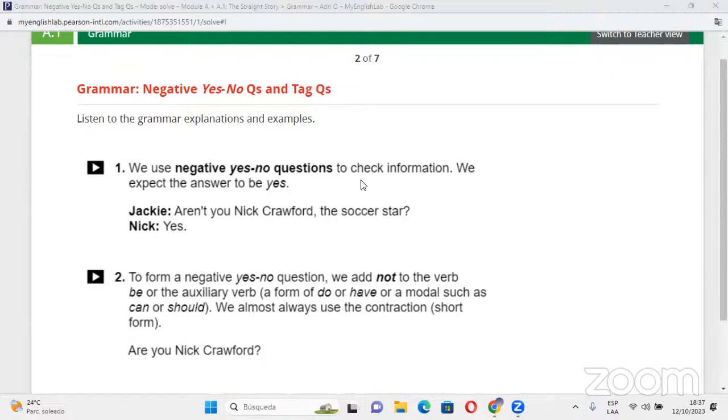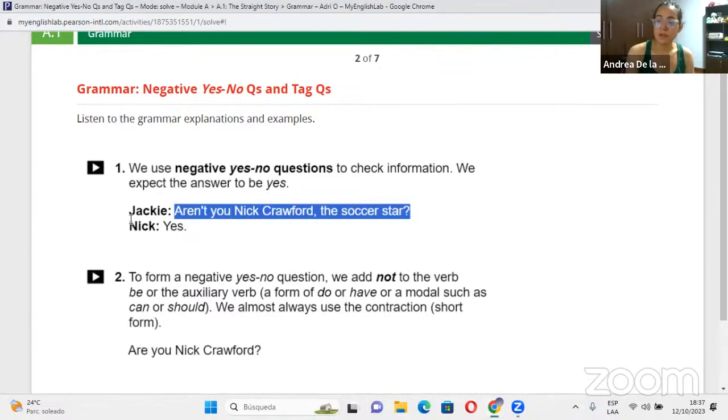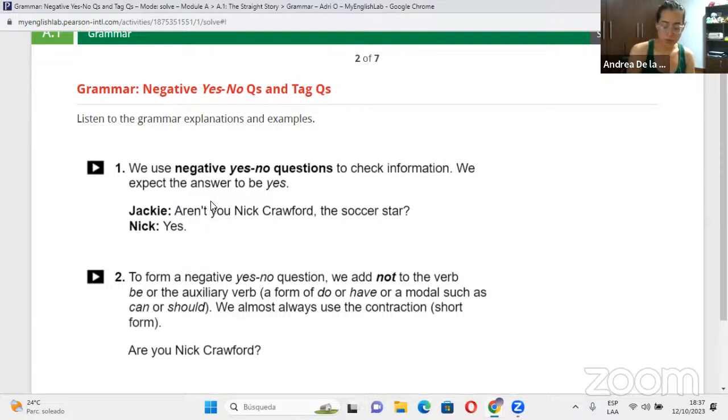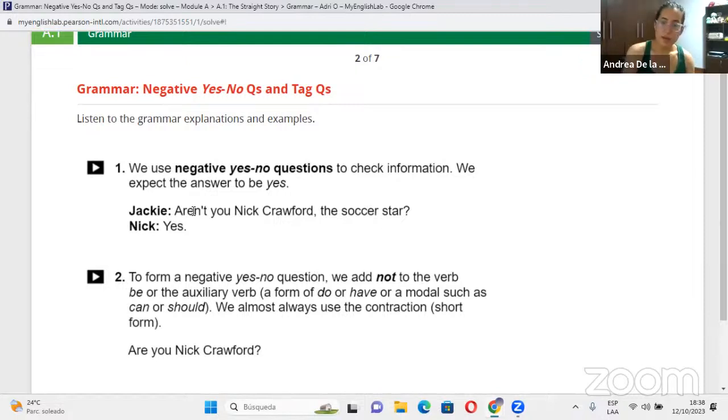Yes, I have. Okay, so for example, when Jackie saw Nick for the first time, Jackie was like, aren't you Nick Crawford, the soccer star? So why is Jackie using a negative question in this case? Can you tell me what the context is? Why is Jackie using a negative question instead of just saying, are you Nick Crawford? Why is she saying, aren't you? What do you think? Because she is not completely sure that he is Nick Crawford, but she has the idea because she, I don't know, she listened to something about Nick Crawford. Yes, exactly. So she probably knows that he's Nick Crawford, or at least she's like maybe 90% sure, and she just wants to confirm. Aren't you Nick Crawford, the soccer star? So she has an idea of who Nick Crawford is, right? And she just wants to confirm, and she expects the answer to be yes.